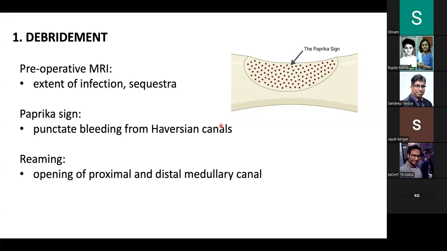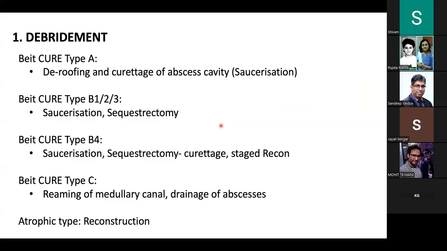And last but not the least, you have to ream the proximal and distal medullary canal. So you have to connect the normal medullary canal with the osteomyelitic cavity. So you have to let the osteoprogenitor cells flow from the normal proximal and distal medullary cavities into your osteomyelitic cavity. So these are some of the principles of the debridement.